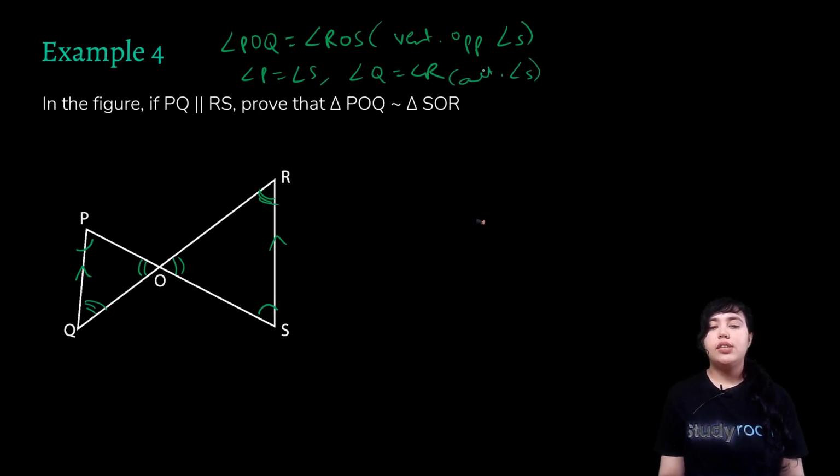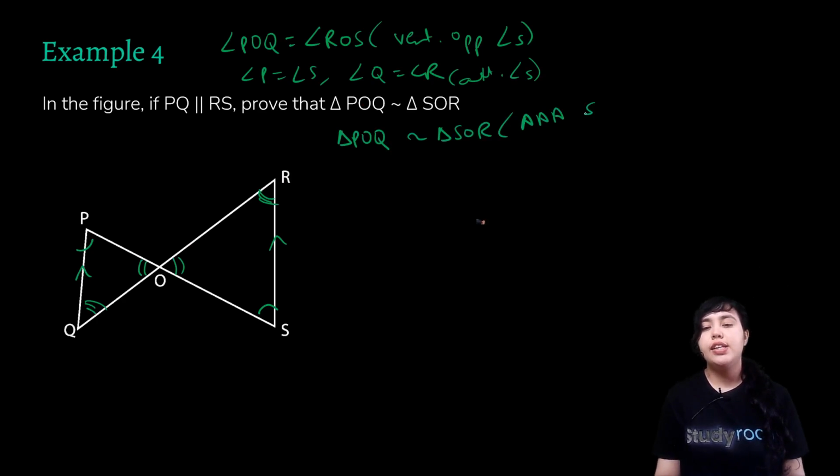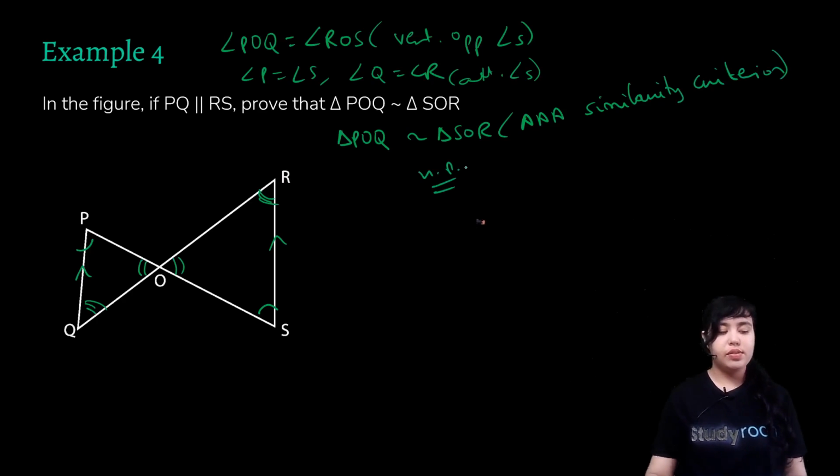Now these angles can be true only if the lines are parallel. So if all these three corresponding angles turn out to be equal, we can say triangle POQ is similar to triangle SOR using the AAA similarity criterion. So this was the first test for similarity that I taught you, and we've proven this now.